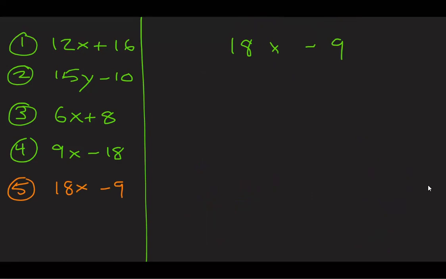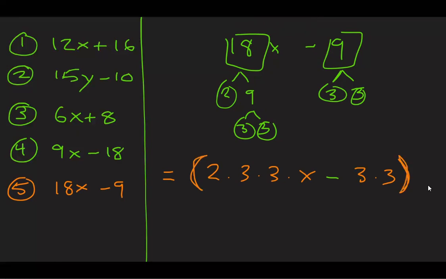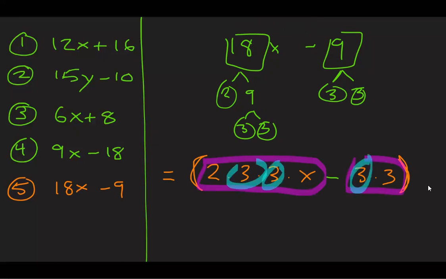Breeze through the beginning again, because we just did a factor tree for these numbers. 18 would become 2 times 9. 9 becomes 3 times 3. Let's rewrite it. 18x becomes 2 times 3 times 3 times x. Drop down the subtraction symbol. 9 becomes 3 times 3. Think of it being in parentheses, and then circle what they have in common. So they both have a 3. They both have another 3, just like last time.